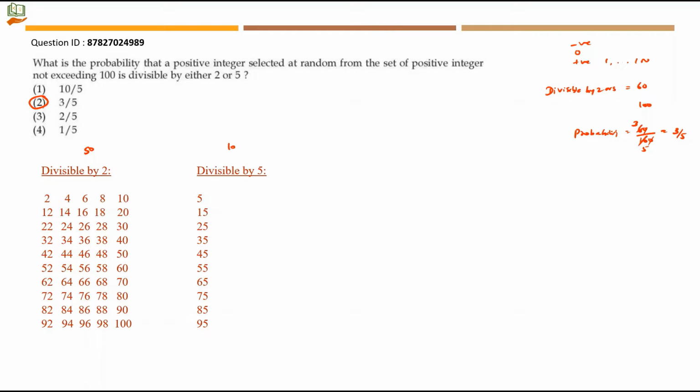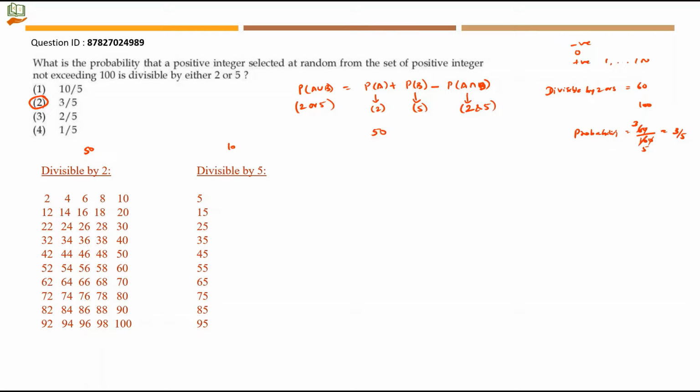This is the direct way of solving. If you get into the formula method, we have a formula called probability of A union B, which is equal to probability of A plus probability of B minus probability of A intersection B. This probability of A will include numbers which are just divisible by 2. This probability of B will include numbers that are divisible only by 5, and probability of A intersection B will be those that are divisible by both 2 and 5.